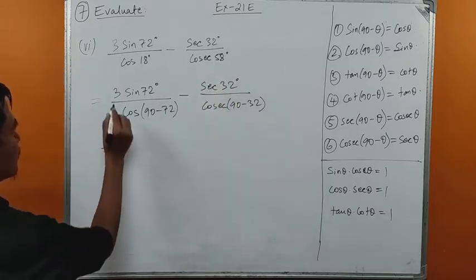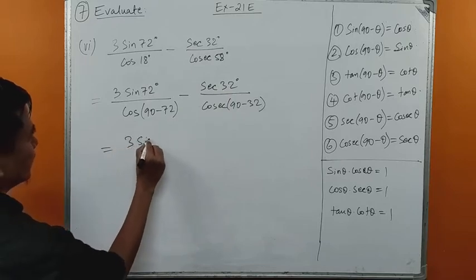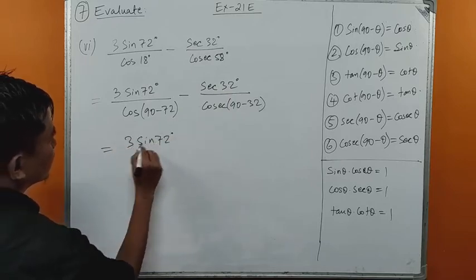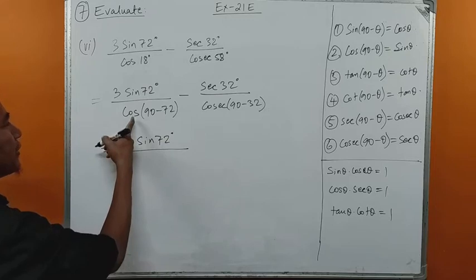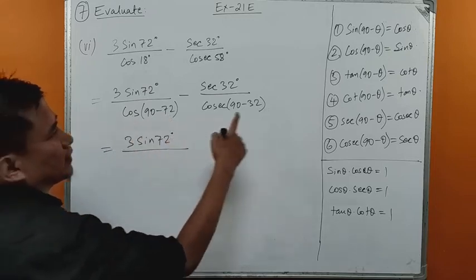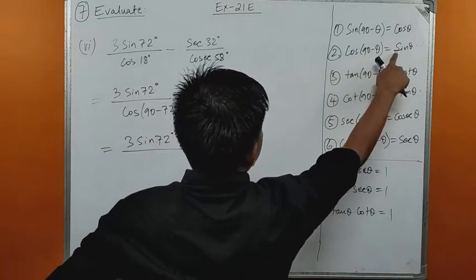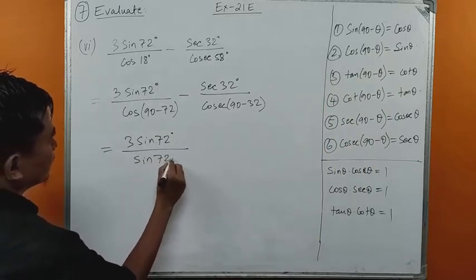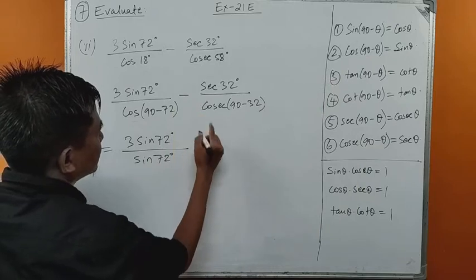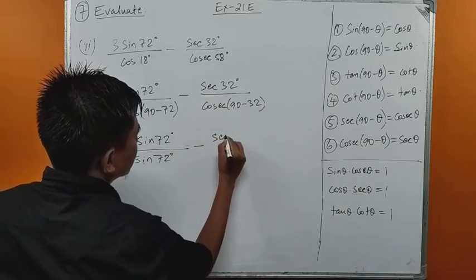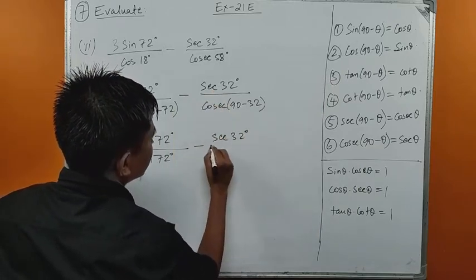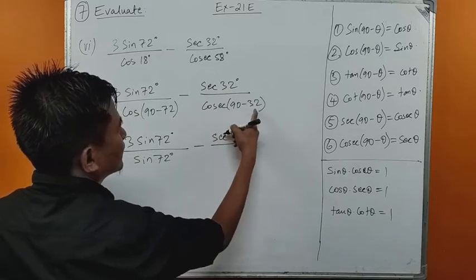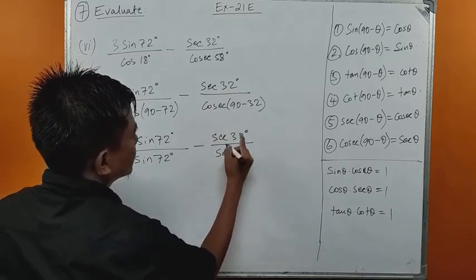Okay. So 3 sine 72 degree in the numerator, and in the denominator we have cos 90 minus theta. So cos 90 minus theta is sin theta, isn't it? So this is sin theta, theta is 72 degree, minus comes here, sec 32 degree. So cosec 90 minus theta is sec theta, isn't it? Sec theta 32.